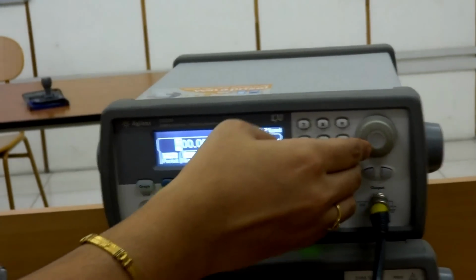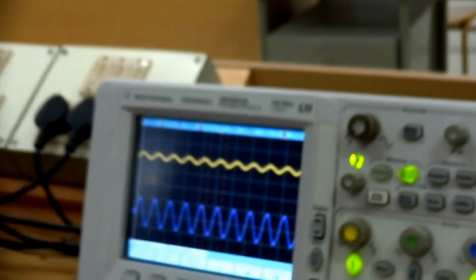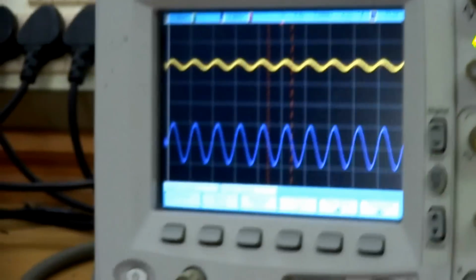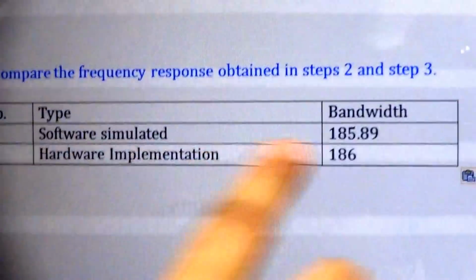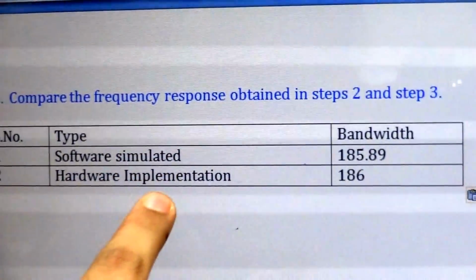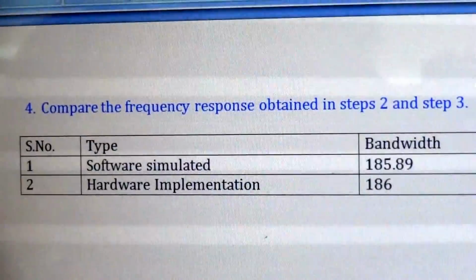When we change the input frequency, the signal gets attenuated. We plotted this using MATLAB and we got the frequency response like this. 186 Hz is the bandwidth of our filter. When we compare the bandwidth obtained using software and hardware, the result matches almost.